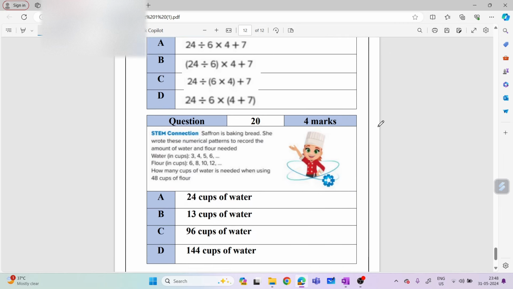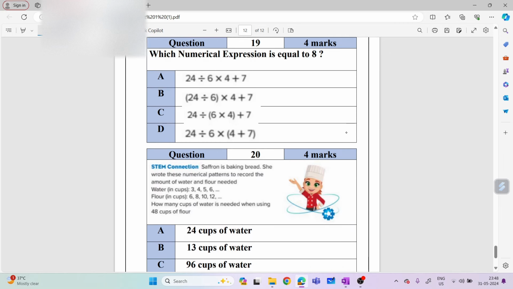See here. Which numerical expression is equal to 8? You see, let me go with this first. 24 divided by, parenthesis first, 6 times 4 is 24. So 24 divided by 24 is 1. So 1 plus 7 is 8. So the answer is this one. Now the last one.